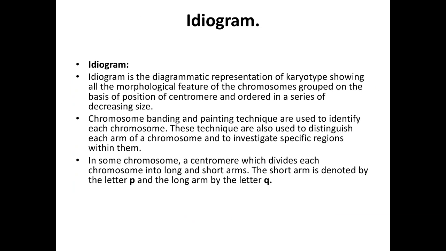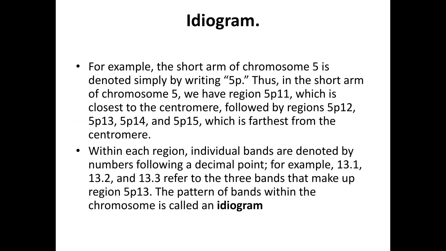The long arm is denoted by the letter P and the short arm is denoted by the letter Q. For example, the short arm of chromosome 5 is denoted simply by writing 5P, and thus in the short arm of chromosome 5 we have region 5P11, which is closest to the centromere, followed by region 5P12, 5P13, 5P14 and 5P15, which is the farthest from the centromere.